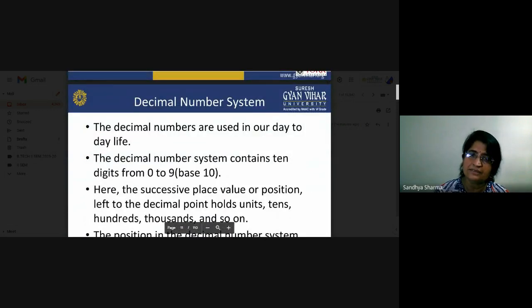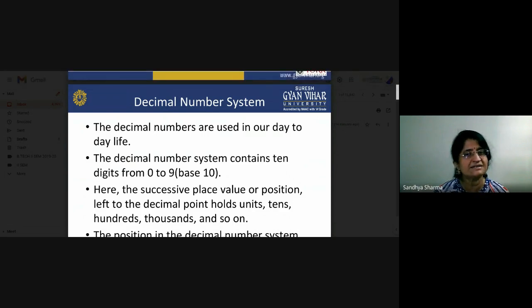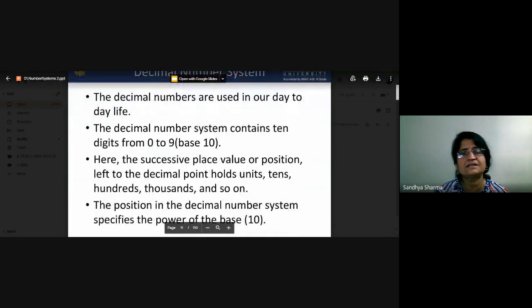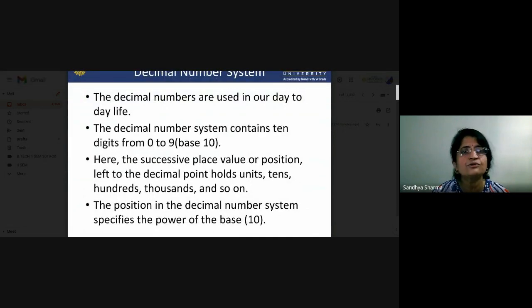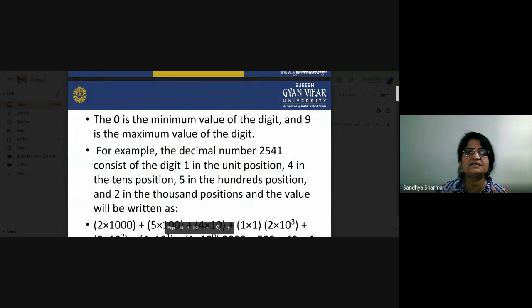If we are talking about the decimal number system, it is the same. We are using 10 symbols and the base is 10. Here, the successive place value or position to the left of the decimal point holds the units, tens, hundreds, thousands. That is the basic rule for the place in which that particular decimal digit exists. According to that place value, we put the power of the base 10. Here 0 is the minimum value and 9 is the maximum value of our decimal number system.